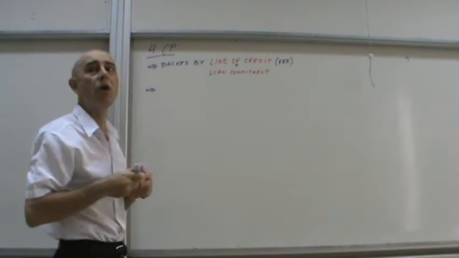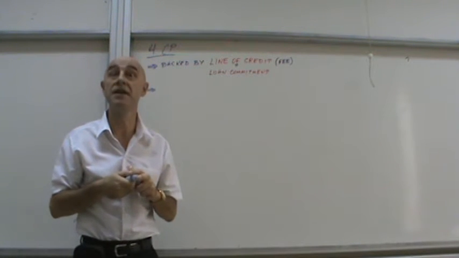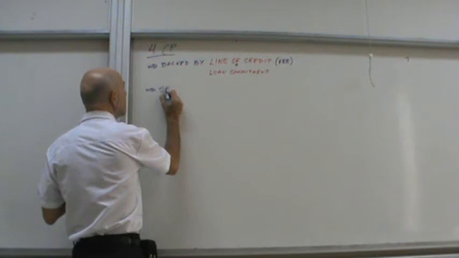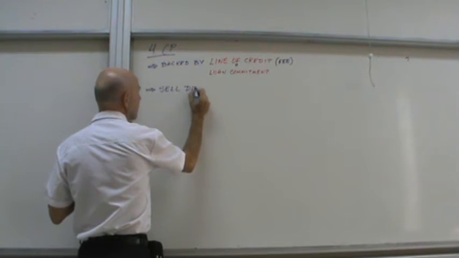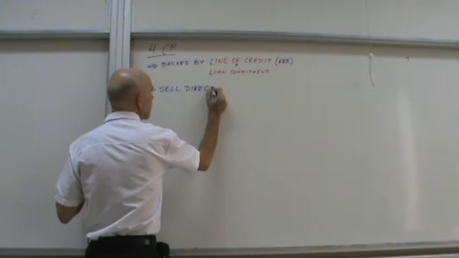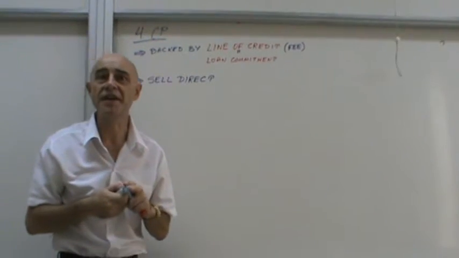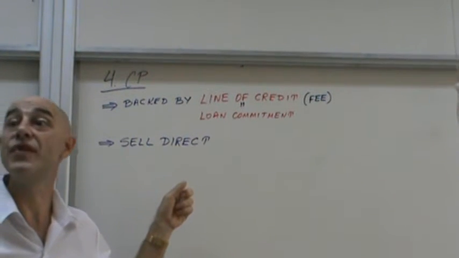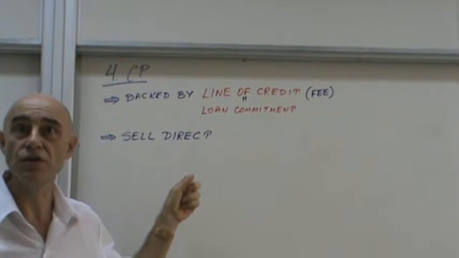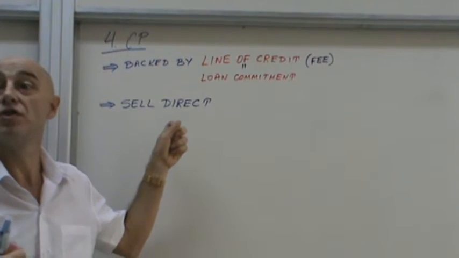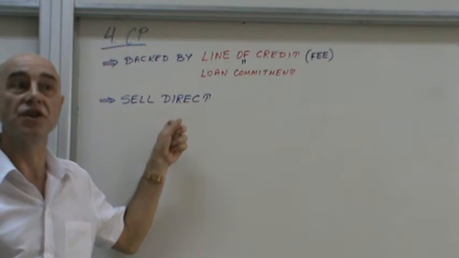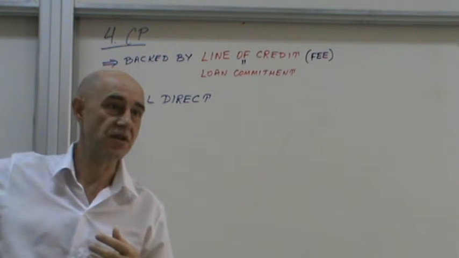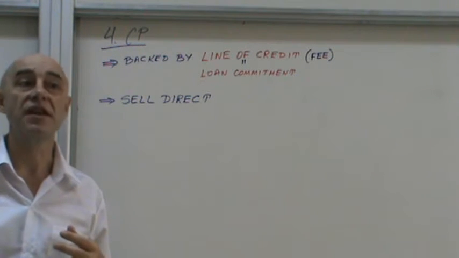Commercial paper, the whole idea, or one of the many ideas of commercial paper, is to sell direct. To sell direct simply means that you do not use an investment bank. You do not use a financial intermediary to sell as an issuer to the investor. You sell to the investor directly.